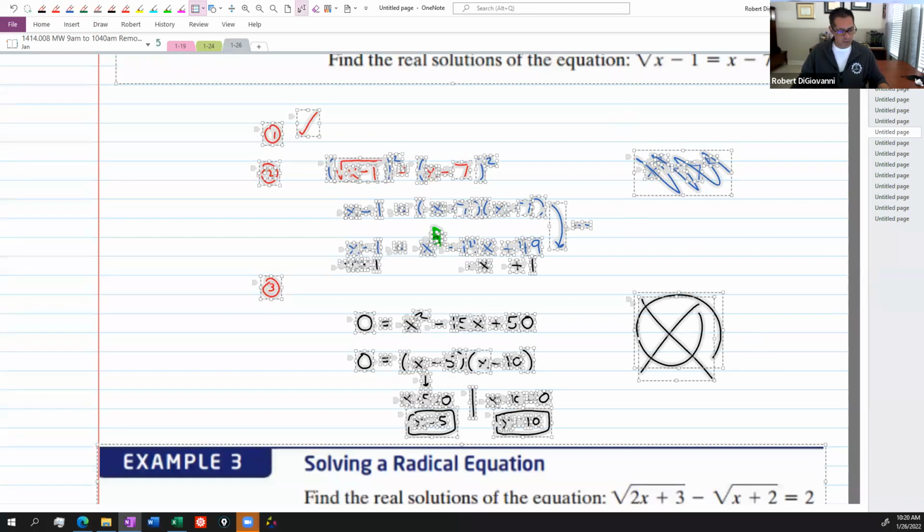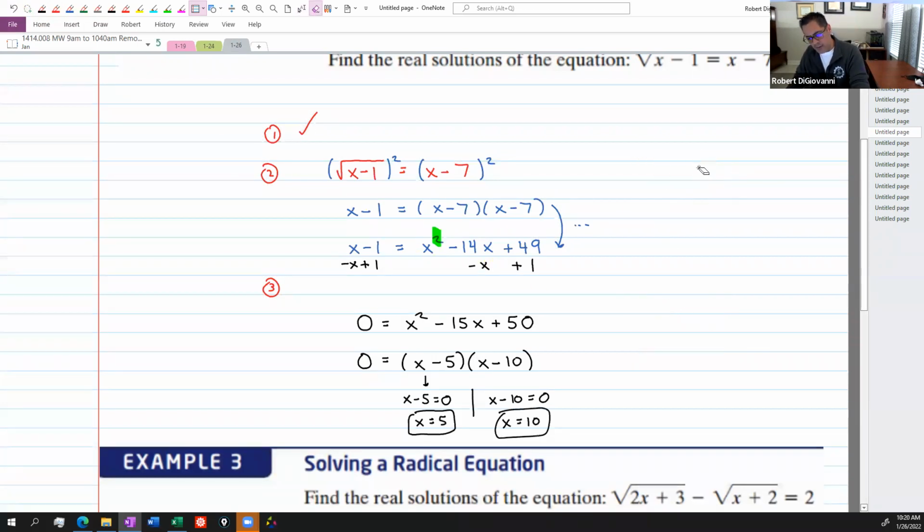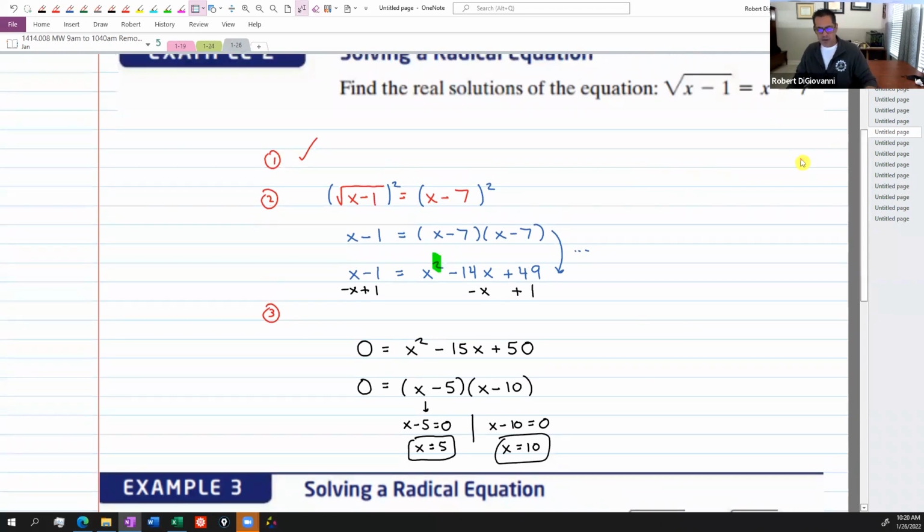Oops. Whoa. Okay. So I'm going to erase this over here. I'm going to check my answer right here. See if I can move this up just a little bit. There we go. So I'm going to check this, step 4. So I'm checking. Let's check x equals 5 first.